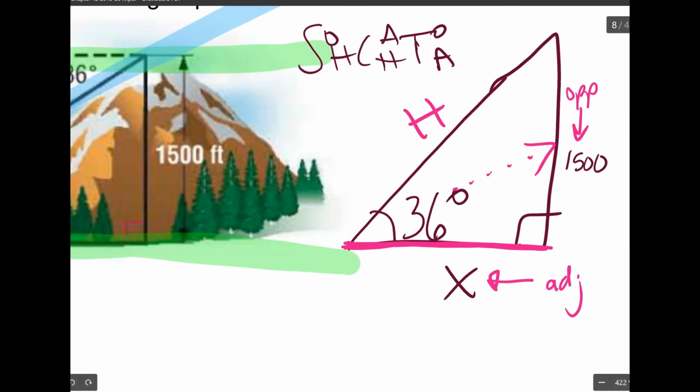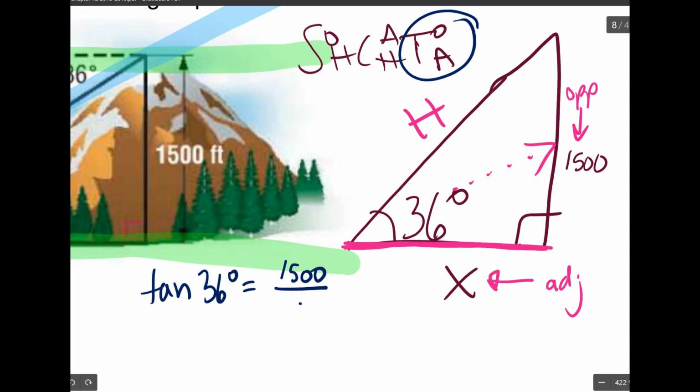So if I'm wanting to solve for this side length, I see that's my adjacent side, because it's touching part of the 36 degree angle, versus the opposite side, which is not touching my 36 degree angle at all. So which trig function can I use? Tangent is opposite over adjacent. Hey, check it out, I have both. Tangent of 36 degrees is equal to opposite, which is 1,500, over adjacent, here's x.